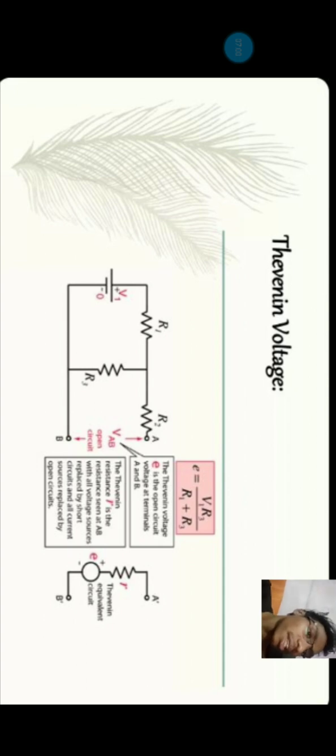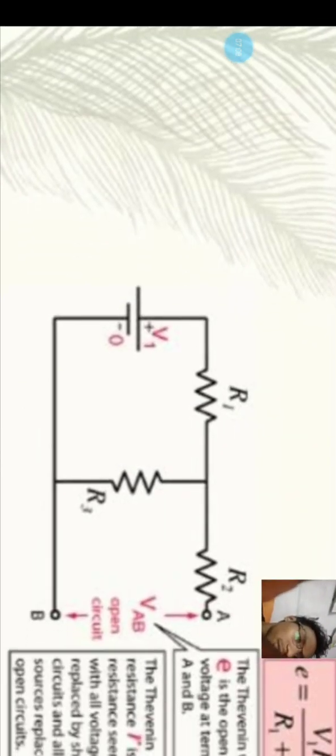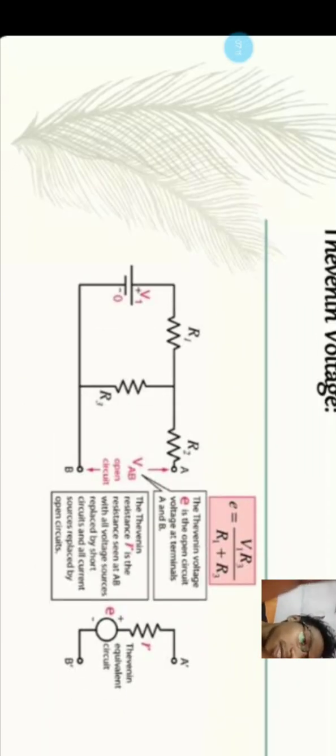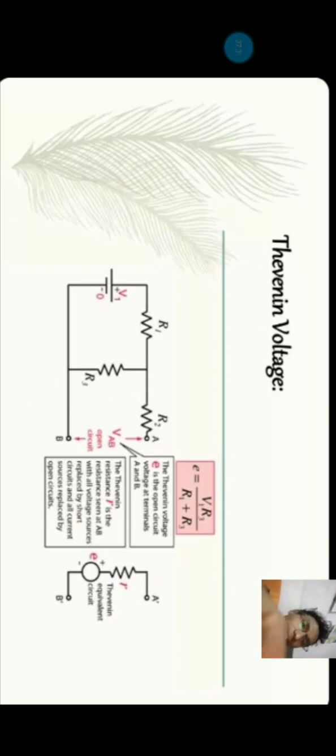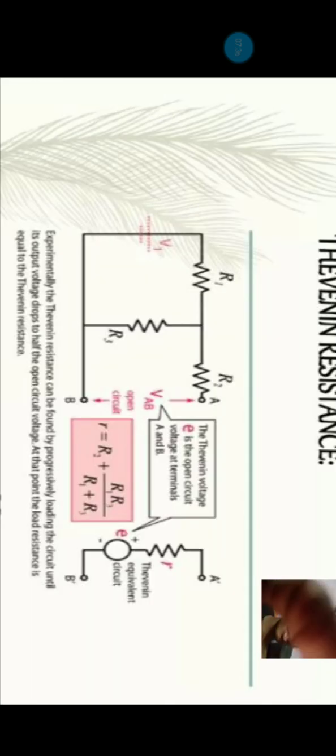Thevenin's voltage E equals V1 R3 divided by R1 plus R3. In this circuit you can see V equals this, open circuited in the loop. The Thevenin voltage is the open circuit voltage at terminals A and B. Thevenin's resistance R is the resistance seen at AB, with the voltage source replaced by a short circuit and all current sources replaced by open circuits. Thevenin's equivalent circuit. Okay, now we will see Thevenin resistance.